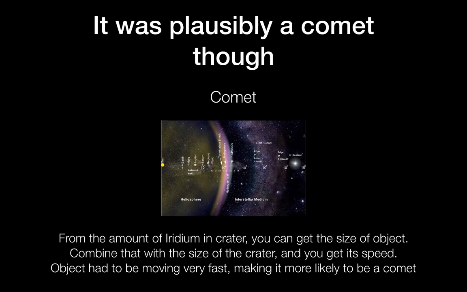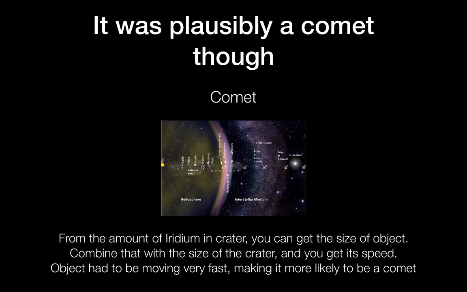And that's because if you just think about the relative speeds of asteroids and comets, because comets come from further out in the solar system, they tend to be moving with much faster speeds relative to the Earth. So this, combined with the size of the object, means that we think, or at least a group of scientists thinks, it's more likely that the dinosaurs were wiped out by a massive comet rather than a massive asteroid.